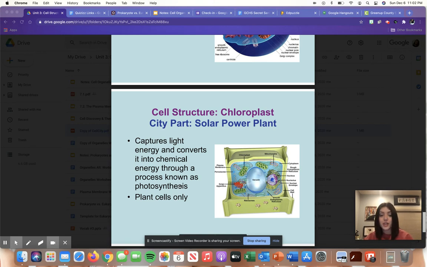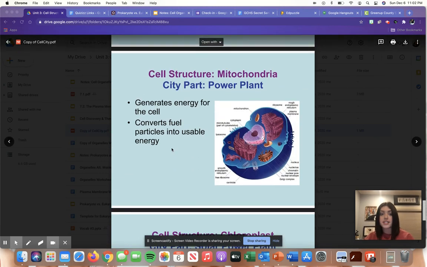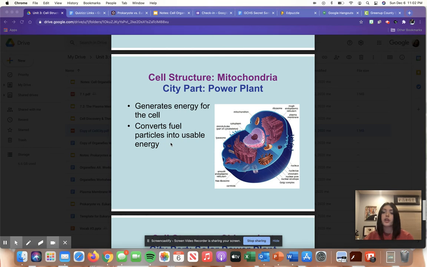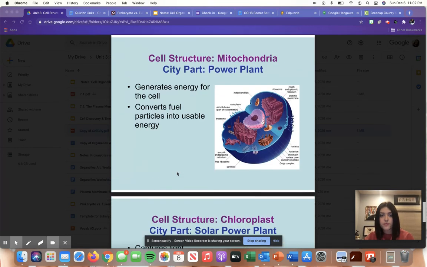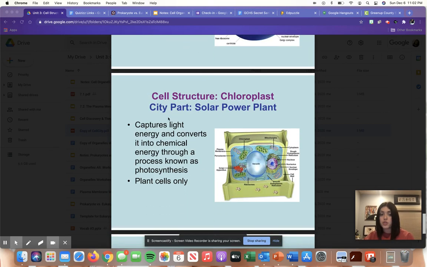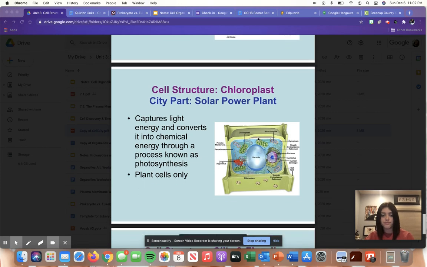But it is doing it with sunlight. It uses light energy to do that. Whereas with this, we're using fuel particles and we are turning it into energy. So fuel, just the regular power plant, but the chloroplast uses light energy, so it is a solar power plant.